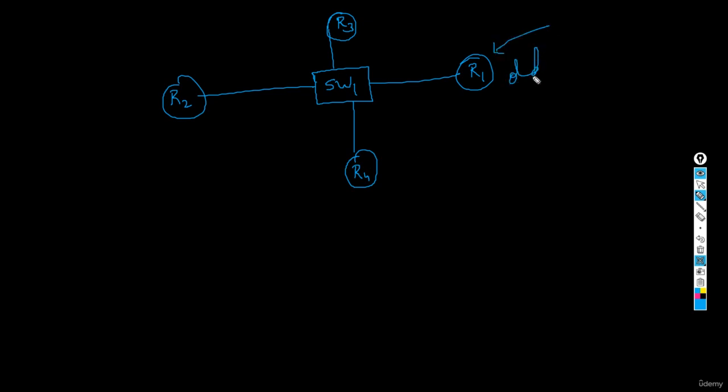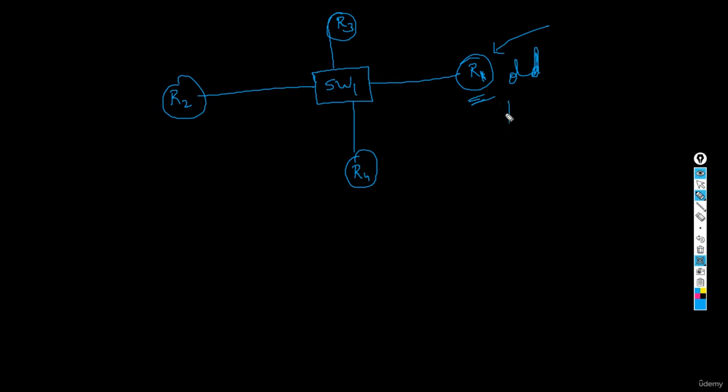Your manager told you this router should not become DR or BDR. Why? Because if anyone becomes a DR or BDR, all traffic will go to him and he needs to reply to all the routers. So this router is very old. We don't want to put more load on this router. So your manager told this router should not become a DR or BDR.